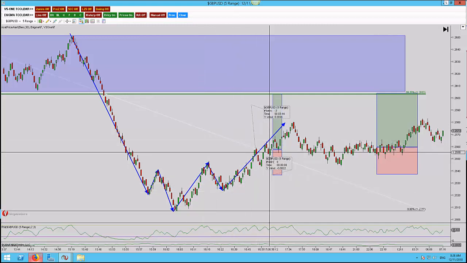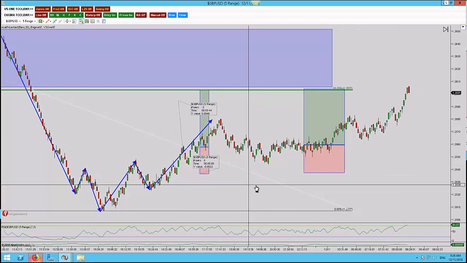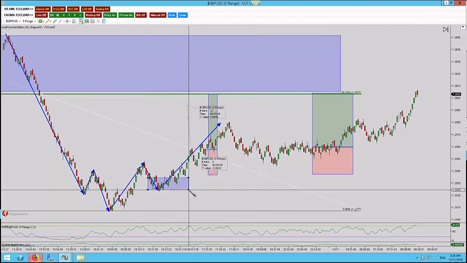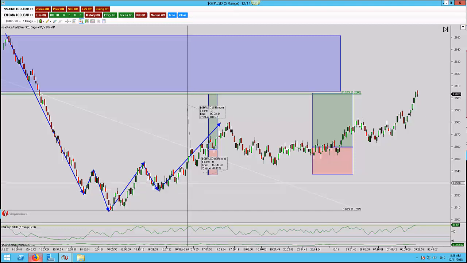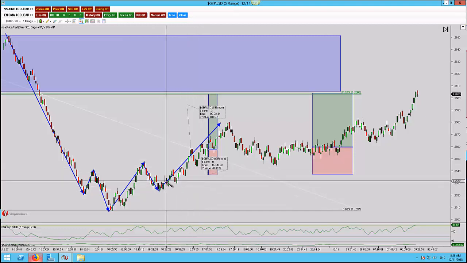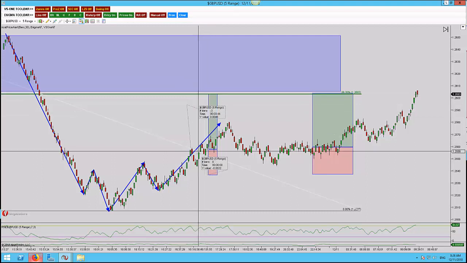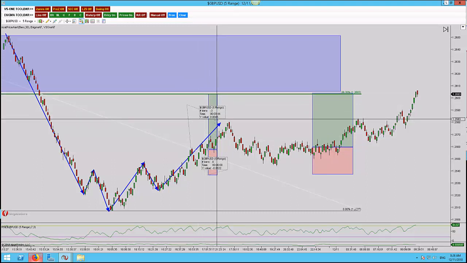I was late getting involved in this trade. It should have been for a lot more. My entry should have been here, but it wasn't. If it was there, as it should have been, this would have been a 71 pip winning trade, but as it is, it's 46 pips.